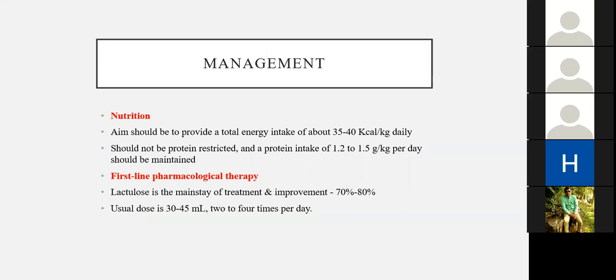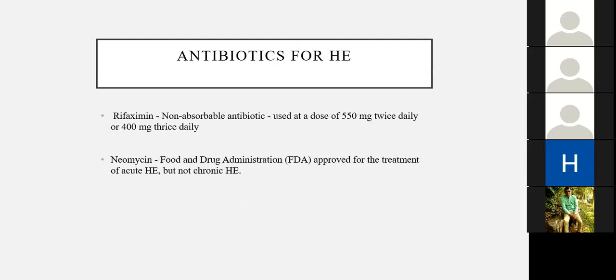Management of hepatic encephalopathy includes nutrition. The aim should be to provide a total energy intake of about 35 to 40 kilocalories per kg daily, and it should not be protein restricted. A protein intake of 1.2 to 1.5 grams per kg per day should be maintained. First line pharmacological therapy includes lactulose, which improves the condition in 70 to 80% of patients. The usual dose is 30 to 45 ml, 2 to 4 times per day. Rifaximin is a non-absorbable antibiotic used at a dose of 550 milligrams twice daily or 400 mg thrice daily. Neomycin is Food and Drug Administration approved for the treatment of acute hepatic encephalopathy, but not chronic.